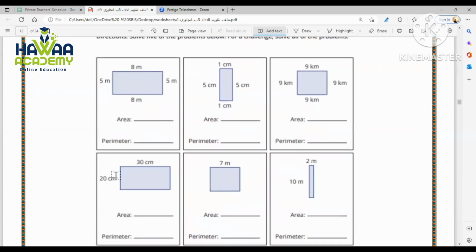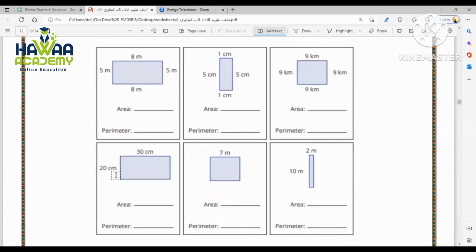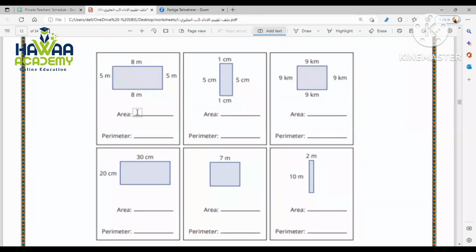Here we need to find the area and the perimeter. So the area, let's remember, is length times width. So here it's 5 times 8 equals 40 centimeters squared. Okay, what about the perimeter? The perimeter is the distance around. So it's 5 and 5, 10, 8 and 8, it's 16. So 16 plus 10 will make 26 meters.